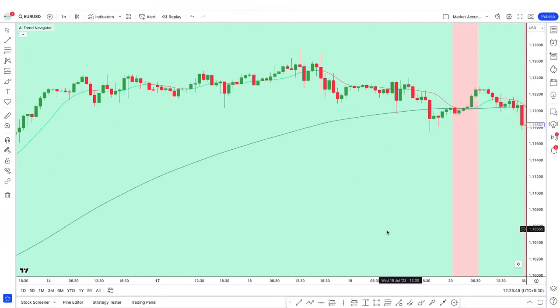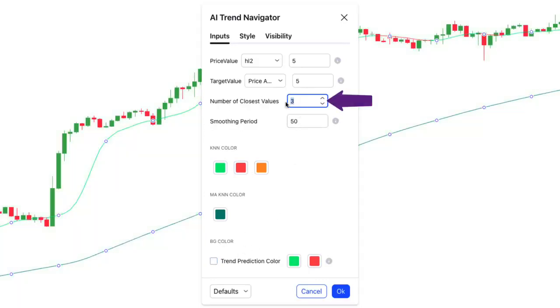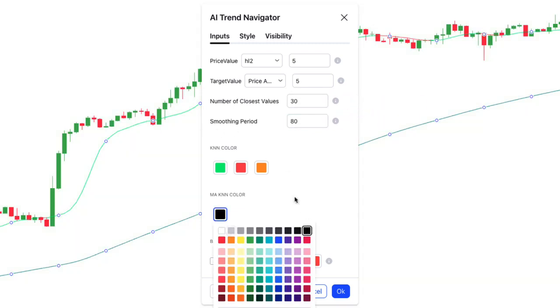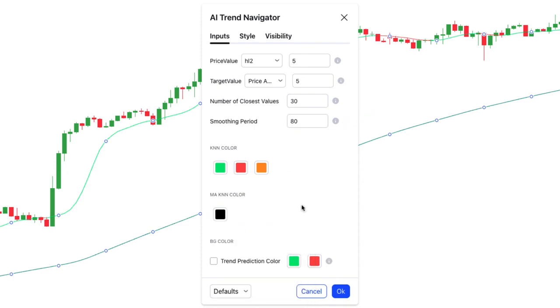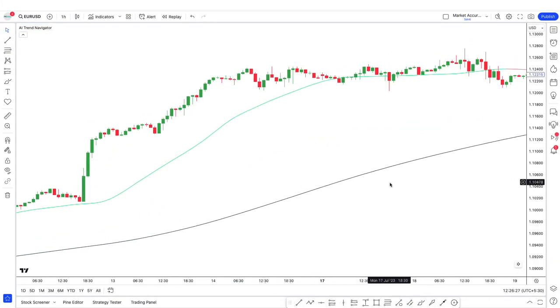Let's head back to the settings and turn off the trend prediction color since we won't be needing it. While in the settings, adjust the number of classes value to 30 and set the smoothing period to 80. And then click here and change the EMA KNN color to black. Once done, click OK.